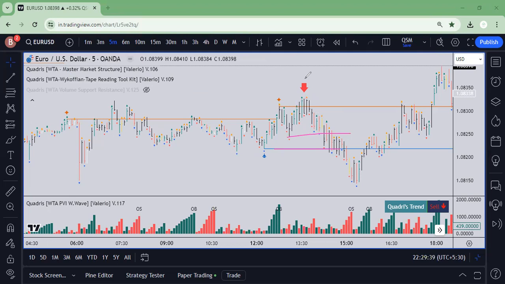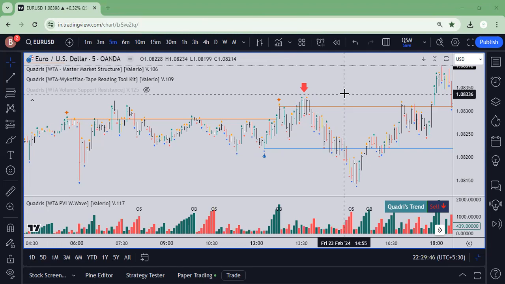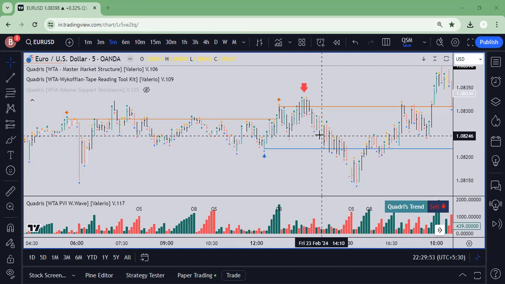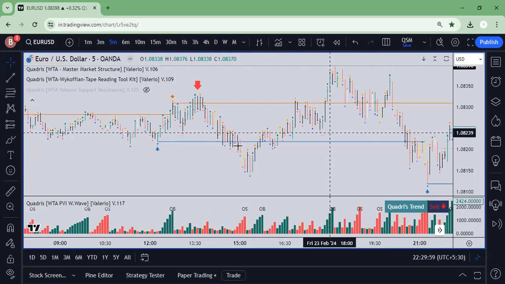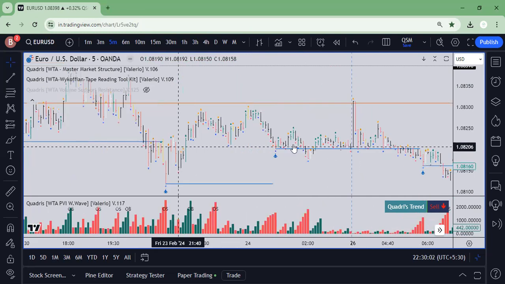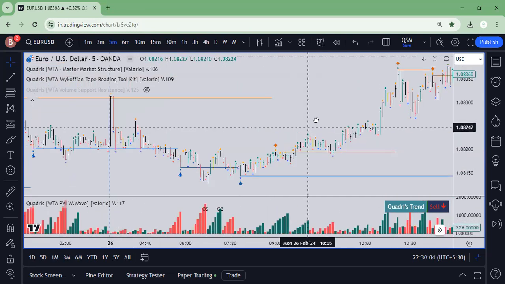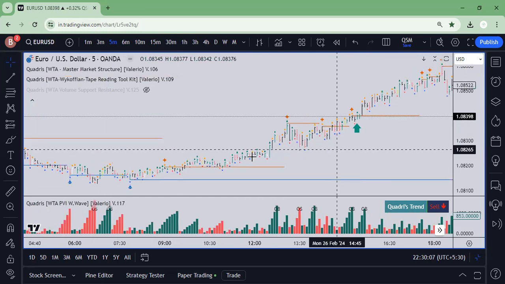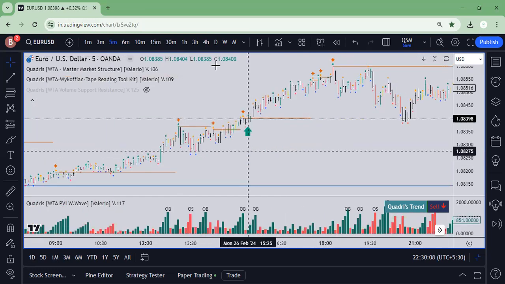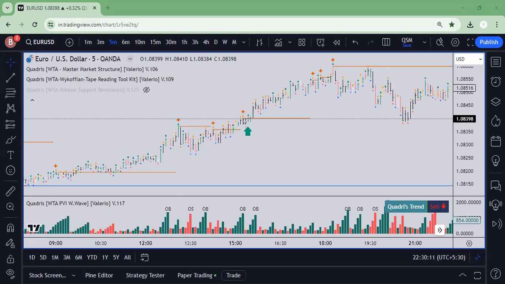I'll not go into the exit because exit is subjective. It depends upon many factors. Though I have mentioned where I had exited, I'll not get into what exactly. I think somewhere here I would have exited the trade. So this is the third trade, now. This is 26th Feb, Euro USD.